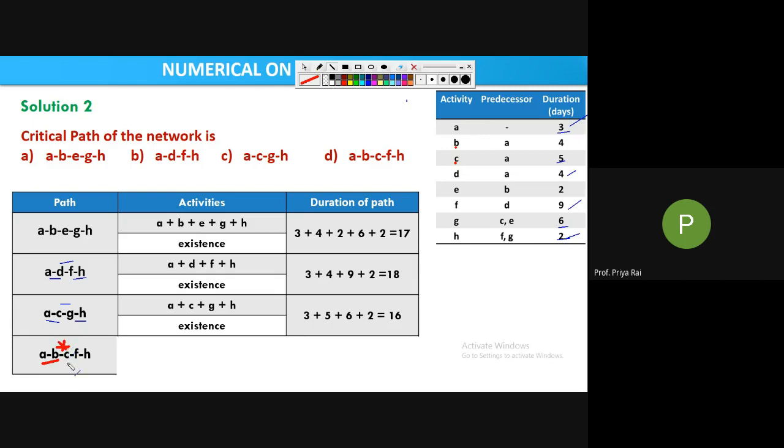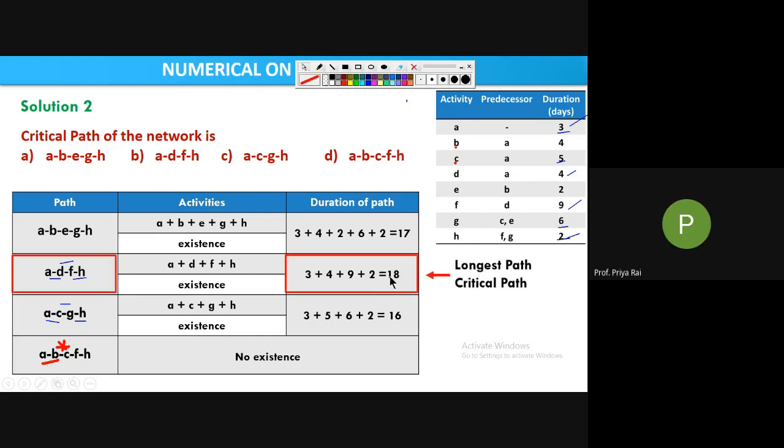The remaining may exist, but if one does not exist, the whole path doesn't exist. So Option B is correct; the answer is no existence. Your Option B is the longest duration. So this is the longest path, which is A, D, F, G, F, H.